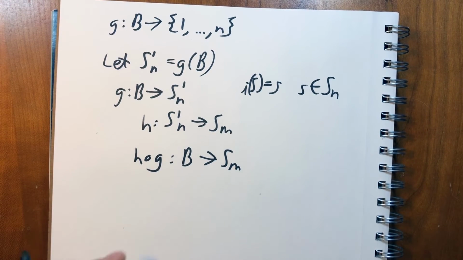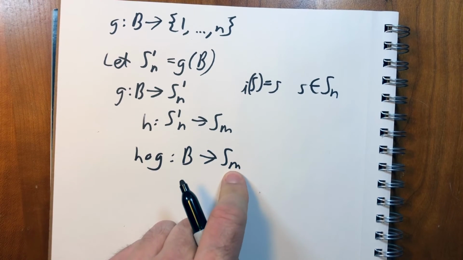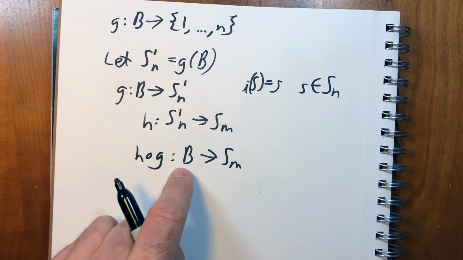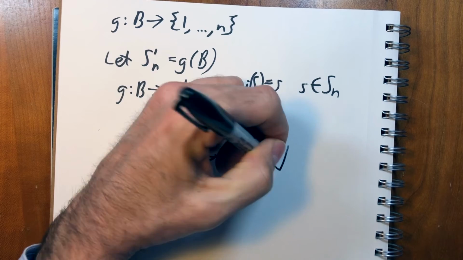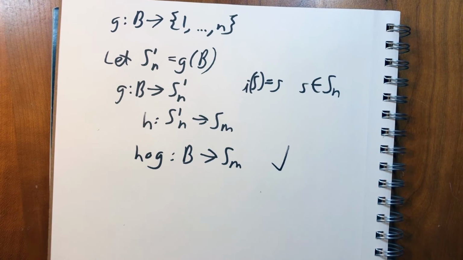And since there exists a bijection between B and a section of positive integers, that means that B is finite. That's what we needed to show. Okay, so that was easy.